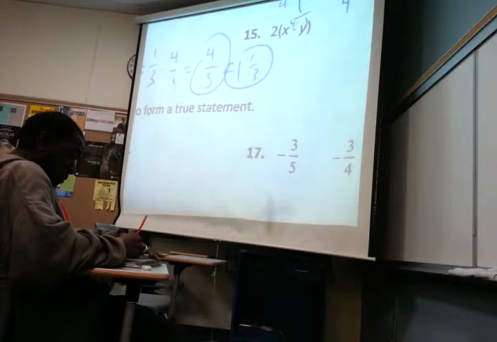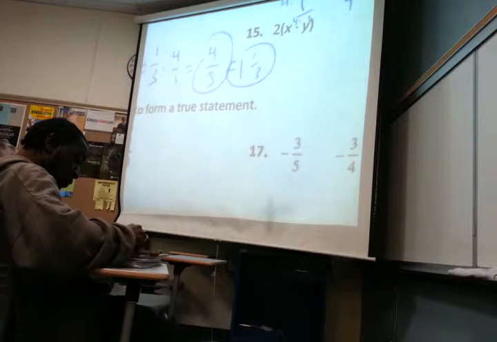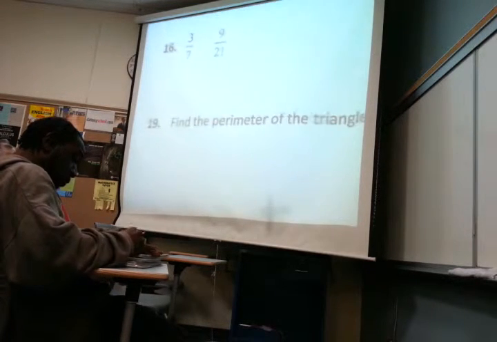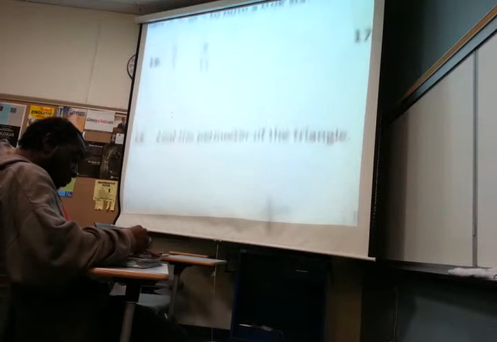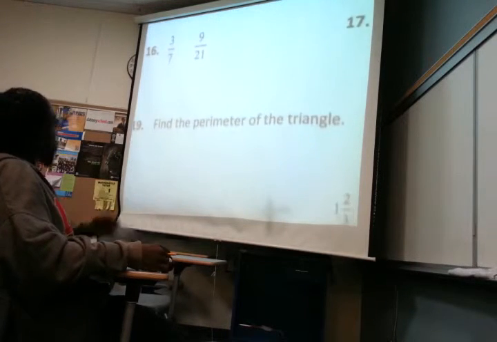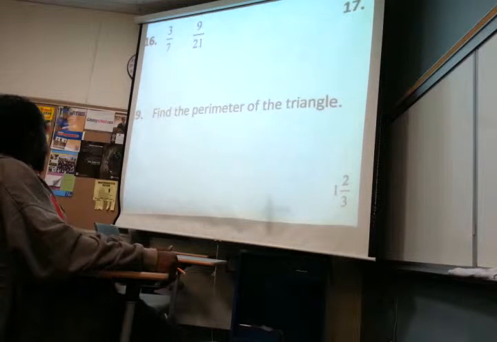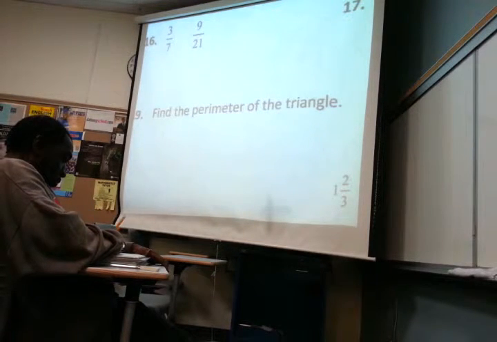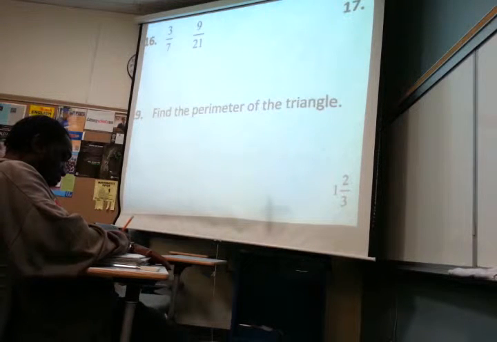Either way, because it didn't really say. Now here's something: how do you do these? You can put less than, greater than, or equal to. How are you going to compare those? You can reduce them. Yeah, cool. You either try to reduce or you try to build up so they have the same denominator. You can't really compare them too easily unless they do that.